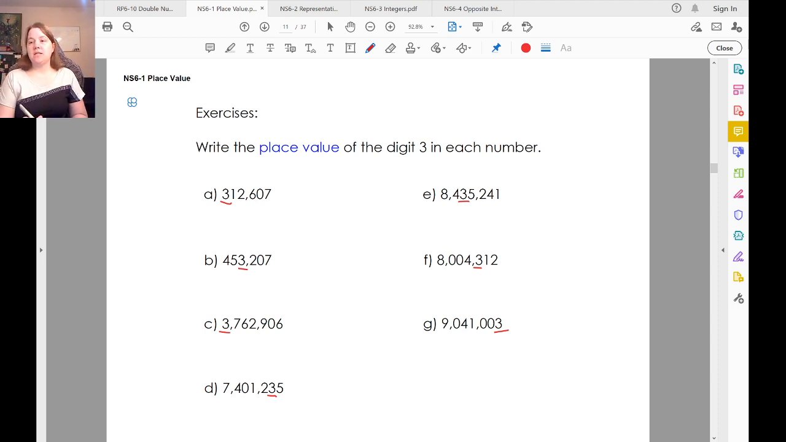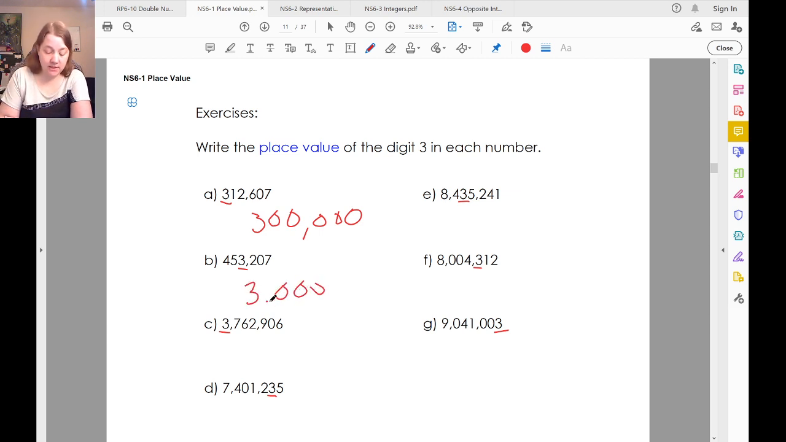Welcome back. Let's go ahead and look at the place value of 3 in each number. This is 300,000. This is 3,000. That's definitely a comma. This is 3 million. And you can see that pretty much all I'm doing is I'm replacing every other number with 0. This is 30.